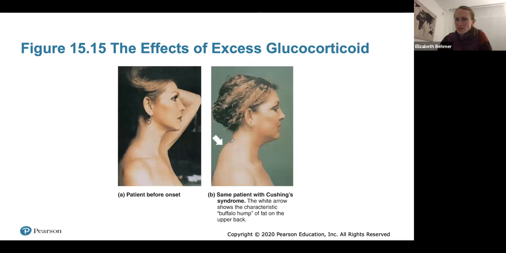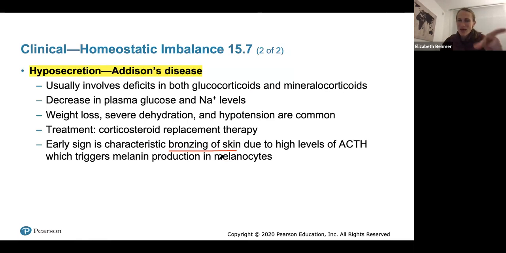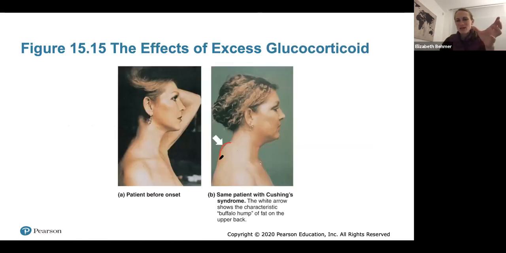This is a look at Cushing syndrome. You can see this hump that develops on the back. Again, I don't ask you specifics about Cushing's. I do ask you a specific about Addison's. But just know in general, if you ever run across a patient with a hump on their back, wonder if they have Cushing syndrome, and then you can look that up as well.